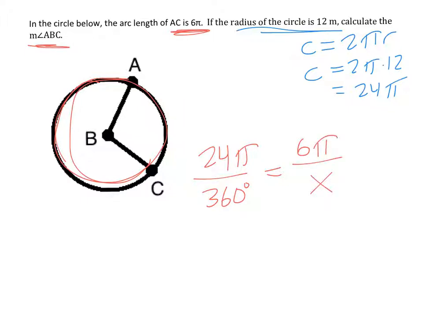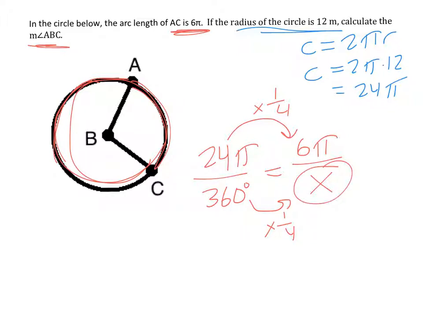So if 24 pi length goes to 360 degrees, this is 6 pi length, how many degrees does that go to? Now we could cross multiply and divide on this one as well and do the same thing, but we also might recognize from 24 to 6, we're multiplying by a quarter. 6 is a quarter of 24. So we can say, what is 360 times a quarter? This is another way to solve proportions, because 24 times a quarter gets 6, so 360 times a quarter will give us our answer.